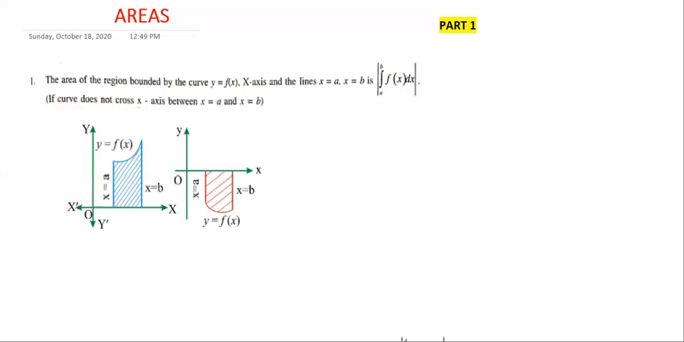bounded by the given curves, we discuss the possible ways of finding the areas of these regions using definite integrals. The process of finding the areas using definite integrals is called quadrature. To find the area of the region enclosed by a curve, we take the following into consideration.